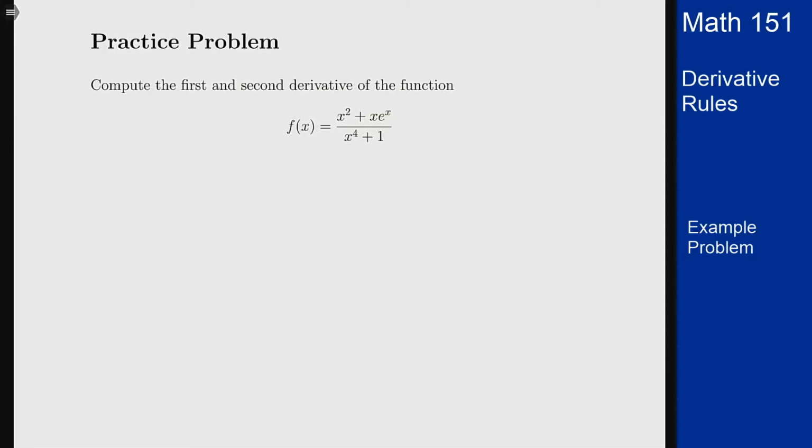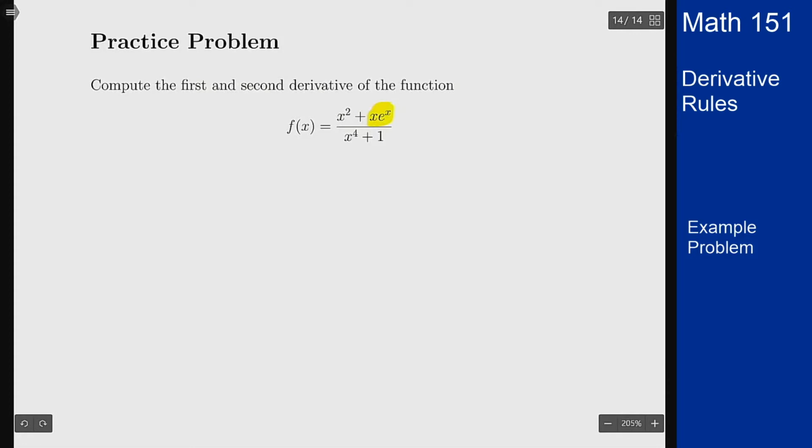In this example, we want to find the first and second derivatives of the function f of x equals (x squared plus x e to the x) divided by (x to the fourth plus 1). The important thing to keep in mind here is this will be a quotient rule because it's a quotient, and then inside we'll have a product rule on this term x e to the x.